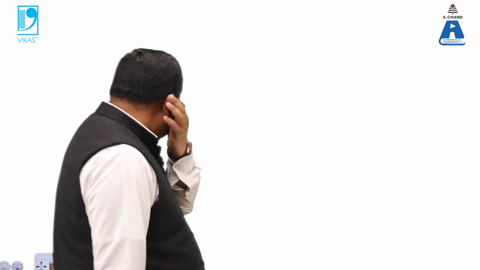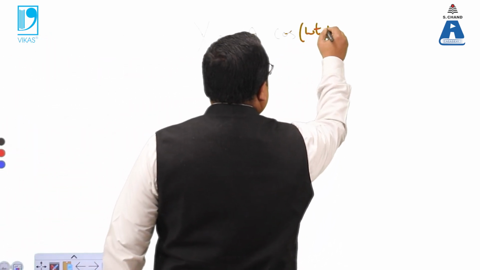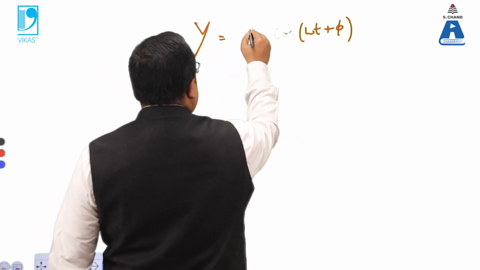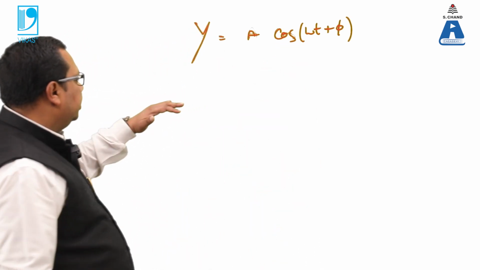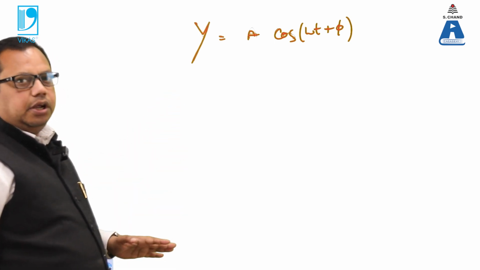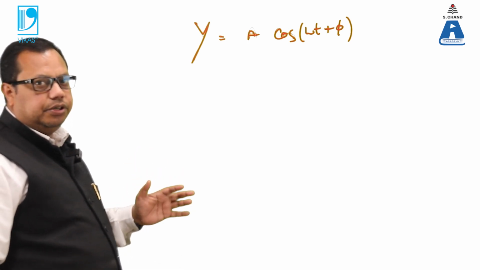So let us understand how we will make the equation in terms of the wave equation. Suppose that we have y is equal to a cos(omega t plus phi). I rewrite here that y equals a cos(omega t plus phi), and this is basically a displacement equation. From this particular displacement equation, we can calculate the velocity and we can calculate the acceleration also.